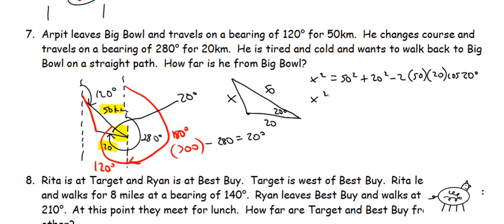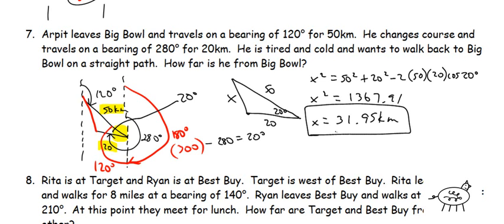So we had x squared is equal to 1367.91. So x comes out to be 31.95 kilometers. Okay? All right, so that's not too bad. Just a little careful, got to be a little careful, but you notice our theme here, math fans, alternate interior angles and angles that are supplementary. Okay? All right, let's do our last one here.